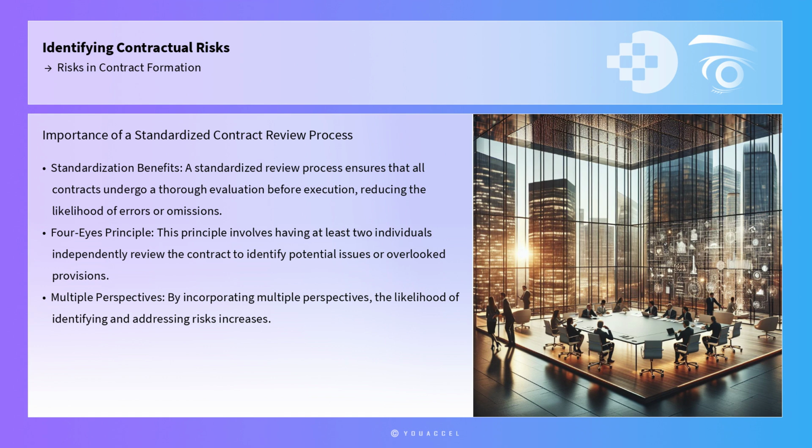In addition to these risks, the lack of a standardized contract review process can also pose challenges during contract formation. A standardized review process ensures that all contracts undergo a thorough evaluation before execution, reducing the likelihood of errors or omissions. Implementing a contract review framework, such as the 4 Eyes principle, can enhance the review process. This principle involves having at least 2 individuals independently review the contract to identify potential issues or overlooked provisions. By incorporating multiple perspectives, the likelihood of identifying and addressing risks increases.